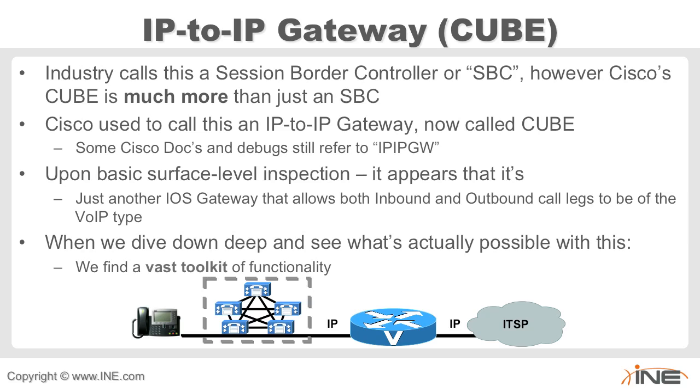If it's a voice switch, as we looked at, both call legs or both dial peers are POTS. With CUBE, both call legs are IP. However, when we dive down deep and see what's actually possible, we find a vast toolkit of functionality. And like I said, we're going to take a lot more of a look at this. Actually, this we won't take a lot more of a look at now. We'll take a look at it, I believe, when we get done with dial plan. But we will take a lot more of a look at CUBE and what it can do.